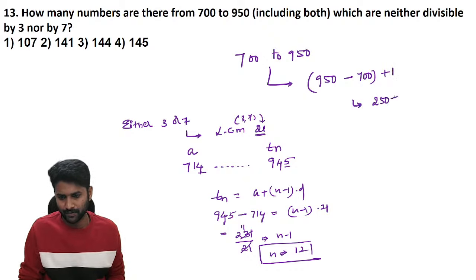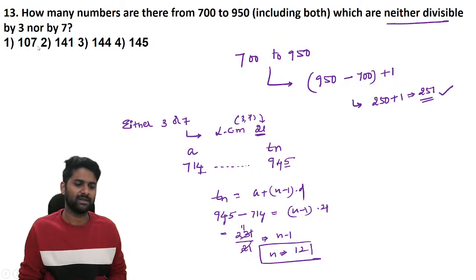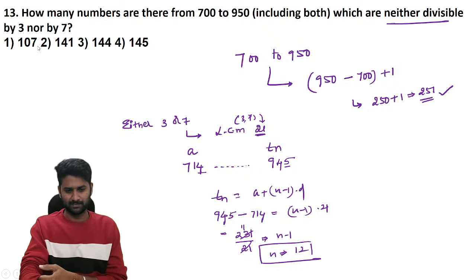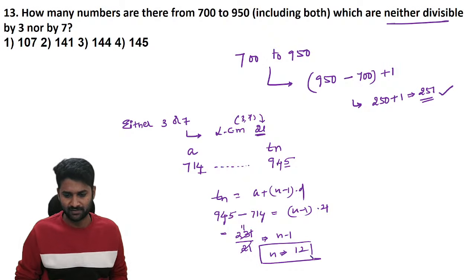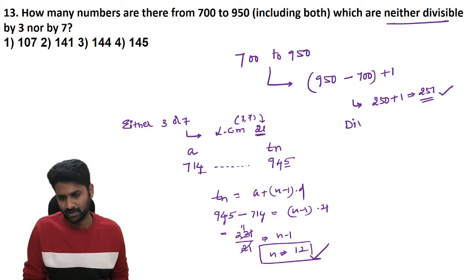So total 250 plus 1 is equal to 251 digits. When it is neither divisible by 3 nor divisible by 7, it's not about either or. So divisible by 3 and divisible by 7, we have 12 common numbers. See, how many are divisible by 3? We have to verify.